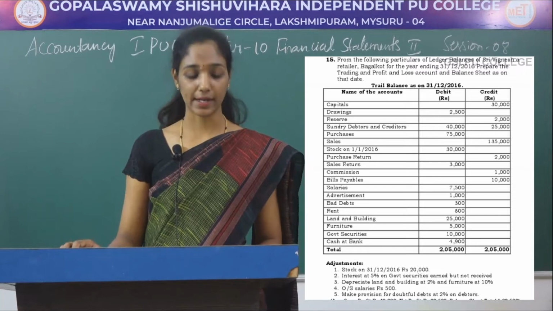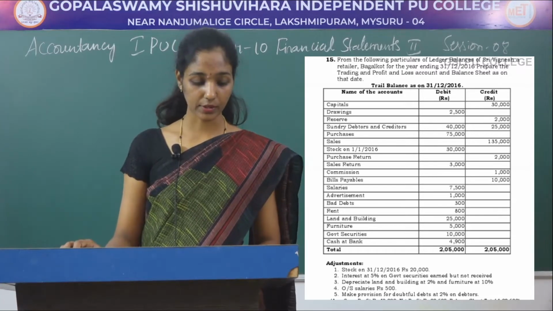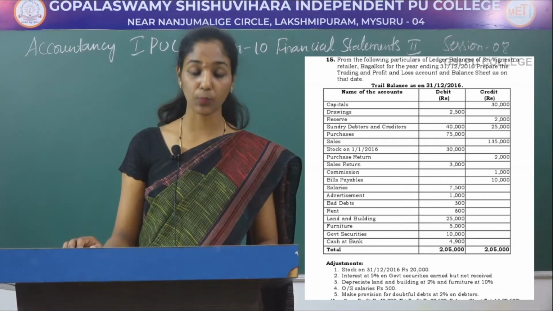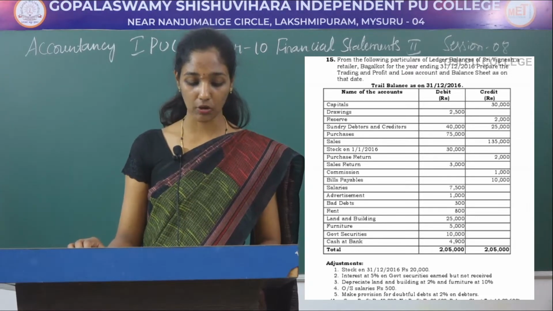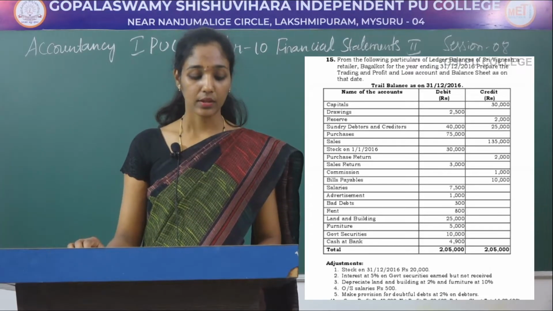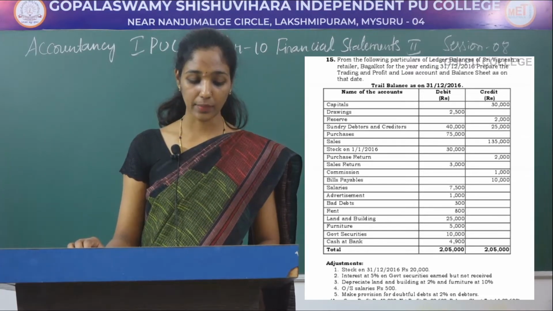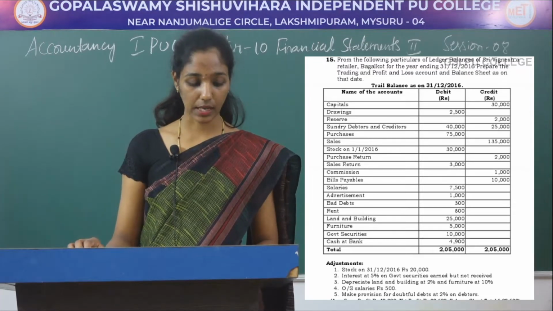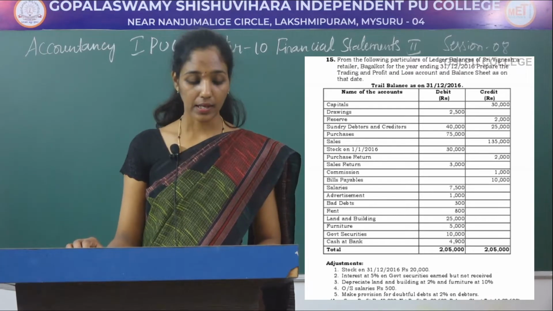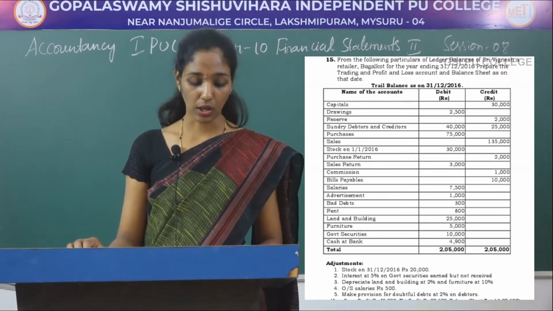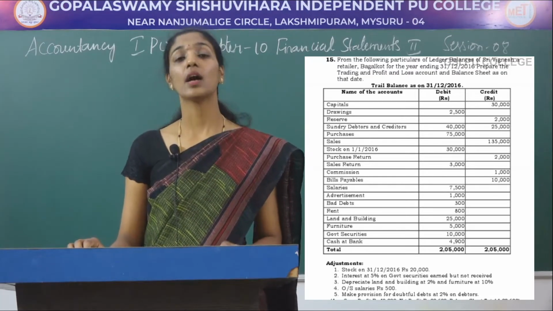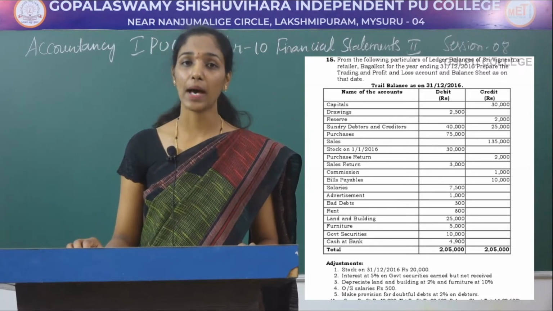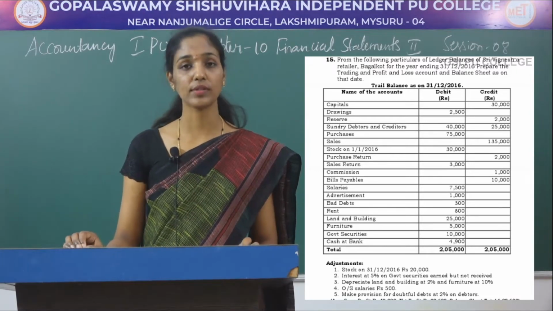And they have also given adjustments. The first adjustment is stock on 31st/12/2016 rupees 20,000, and the second adjustment is interest at 5% on government securities earned but not received. The third adjustment is depreciate land and building at 2% and furniture at 10%. The fourth adjustment is outstanding salaries rupees 500. The last adjustment is make provision for doubtful debts at 2% on debtors. So you are required to prepare trading and profit and loss account and balance sheet as on 31st/12/2016.